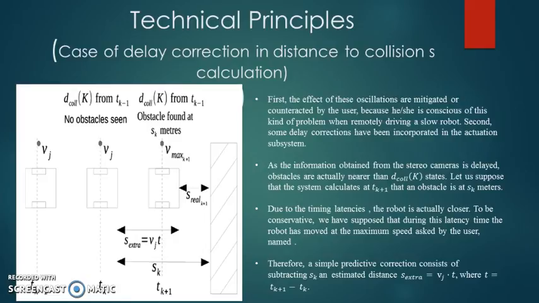Let us suppose that the system calculated at tk plus 1 that an obstacle is at sk meters. Due to the timing latency, the robot is actually closer. To be conservative, we have supposed that during this latency time, the robot has moved at the maximum speed asked by the user. Therefore, a simple predictive correction consists of subtracting from sk an estimated distance equal to v times delta t, where delta t equals tk plus 1 minus tk.